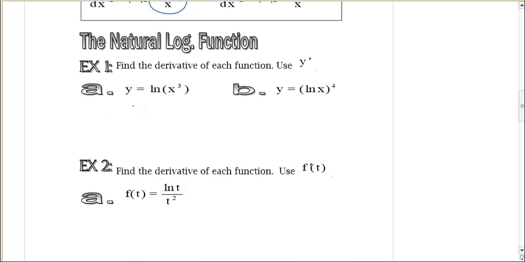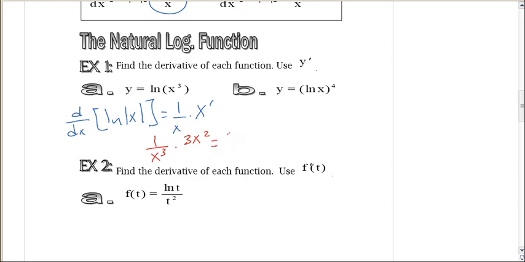Okay, so derivative of ln of x cubed. So let's go ahead and use our second formula. It says this: the derivative of ln of x is equal to 1 over x times x prime. Okay, so I didn't leave myself much room, but that's okay. So basically it says this. This is going to be 1 over x cubed times 3x squared, which can be rewritten as 3x squared over x cubed. Finally can be written as 3 over x. So that's using the formula. We could use chain rule here, and we get the same answer.